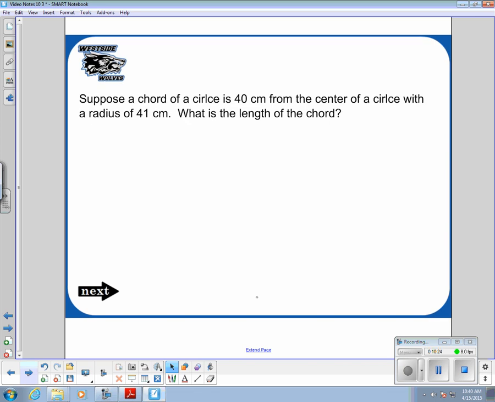So pause the video, work this one. There's also another one after that, but you won't be able to see that one because you're going to pause the video and then pause the video for the next one also. All right.